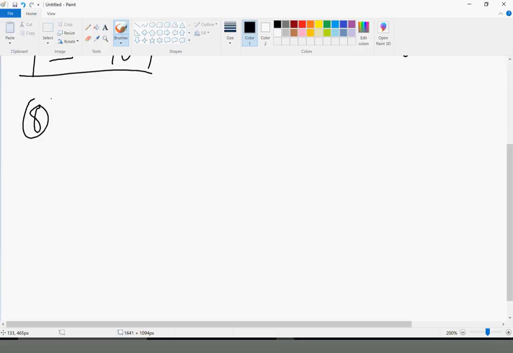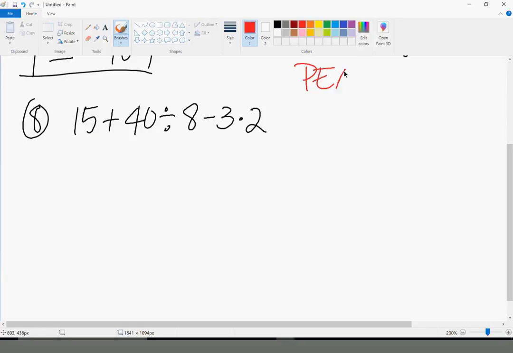Let's look at 8 right here. So we have 15 plus 40 divided by 8 minus 3 times 2. So let's think about our order of operations. There's no parentheses, so we can check that off the list. There's no exponent, so we can check that off the list. We do have multiplication and division.